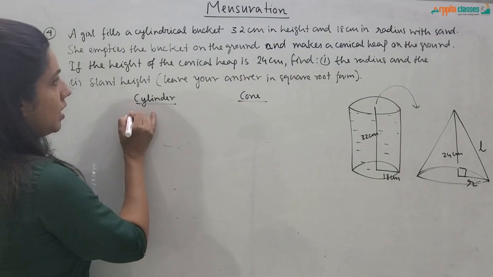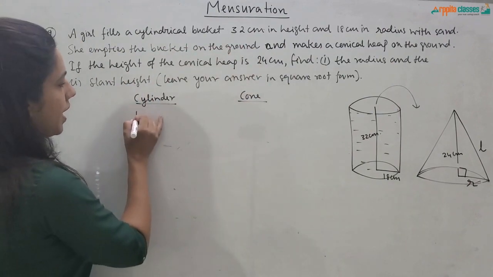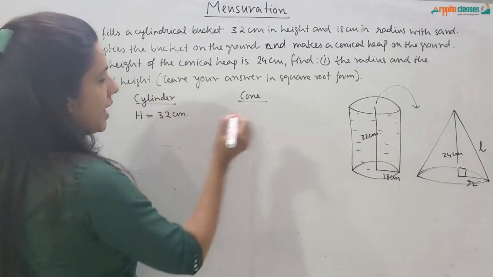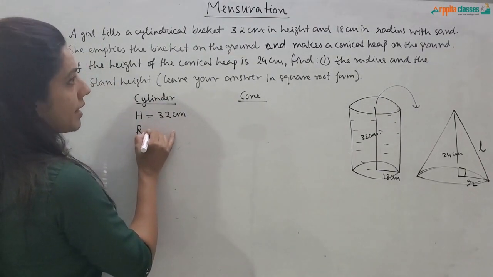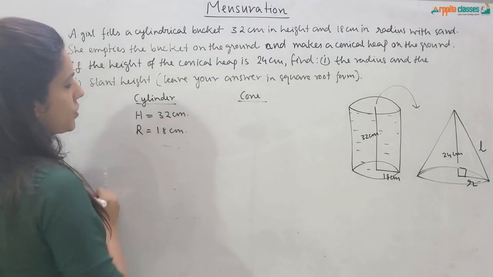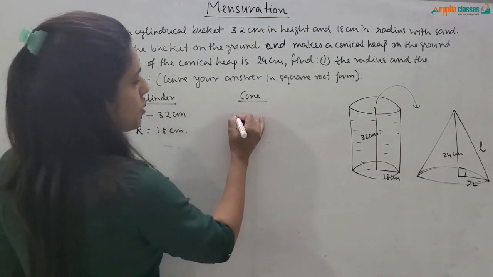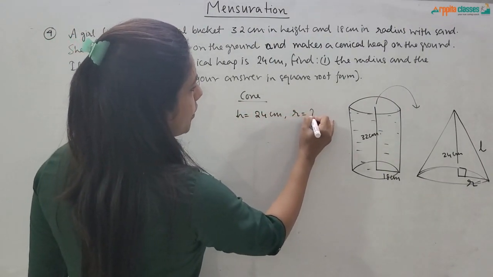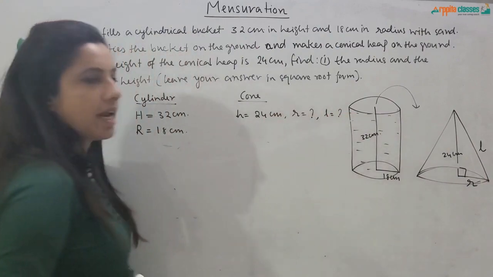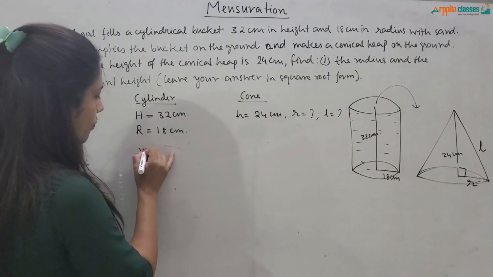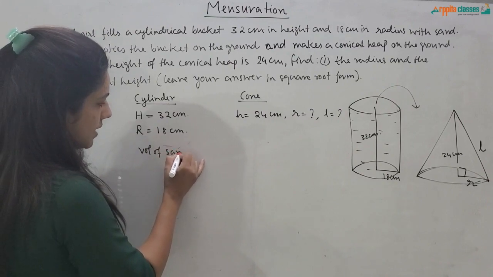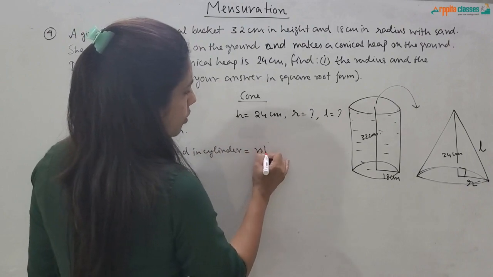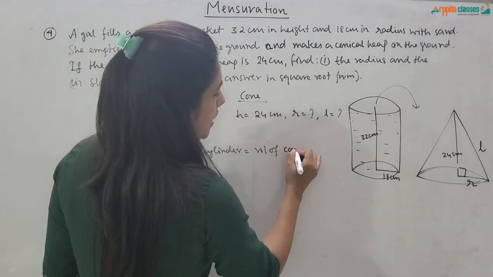The cylinder is 32 centimeter in height, H is equal to 32 centimeter, denoting it by capital letters, and radius, that is capital R, is equal to 18 centimeter. This is for the cylinder. And for the conical heap, the small height h is equal to 24 centimeter, and we need to find out r is equal to what and L is equal to what, slant height and radius. So volume of sand in cylinder will be equal to volume of conical heap.